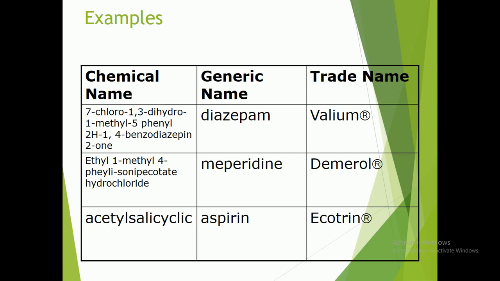The trade name is Temirol, which is given by the manufacturers or company, and its generic name is mifredin, and its chemical name is ethyl 1-methyl-4-vinyl-isonipecotate hydrochloride. Another one is Ecotrin. Ecotrin is the trade name, and the generic name is aspirin, while the chemical name is acetyl salicylic acid.